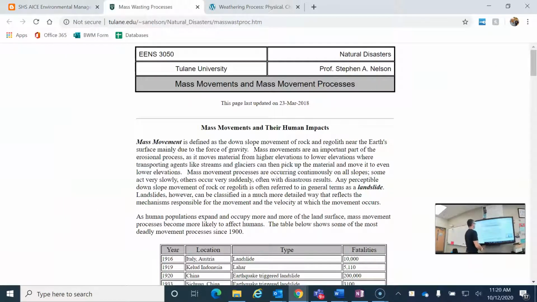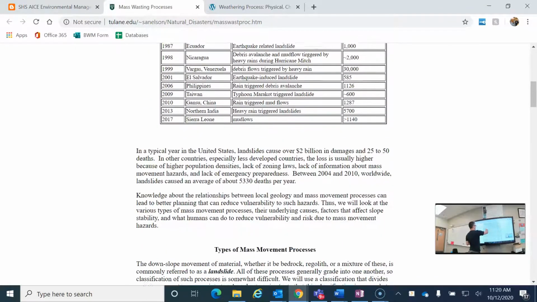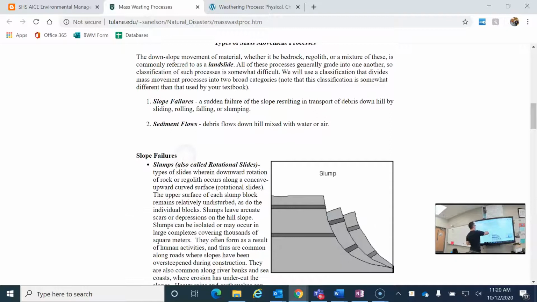All right. So if we look at mass movement, we know that mass movement is the downslope movement of rock near the Earth's surface, and you can read about that. You see a bunch of different ones here. We're going to be talking, though, about the different types of mass movement. So we've got two different main types. We've got the slope failures, which are a failure of the slope, resulting in transfer of debris down a hill by sliding, rolling, falling, or slumping, and sediment flows, which is when it's mixed with water or air and actually flows.